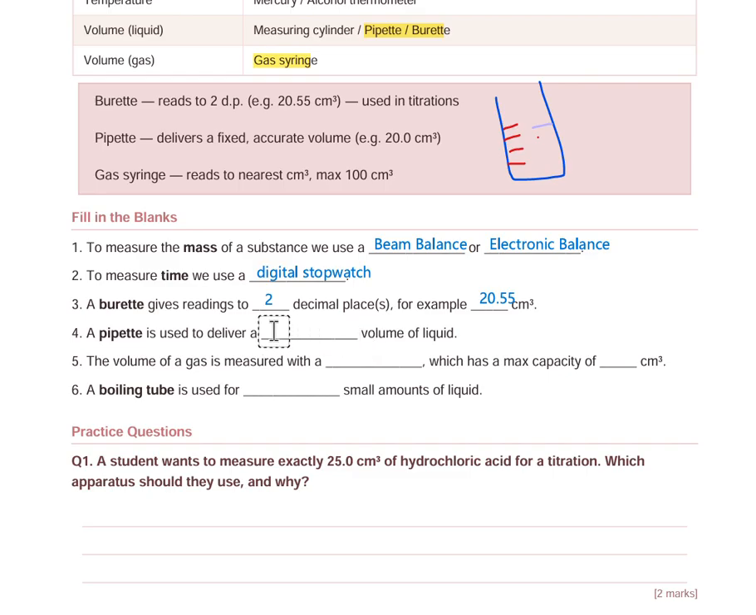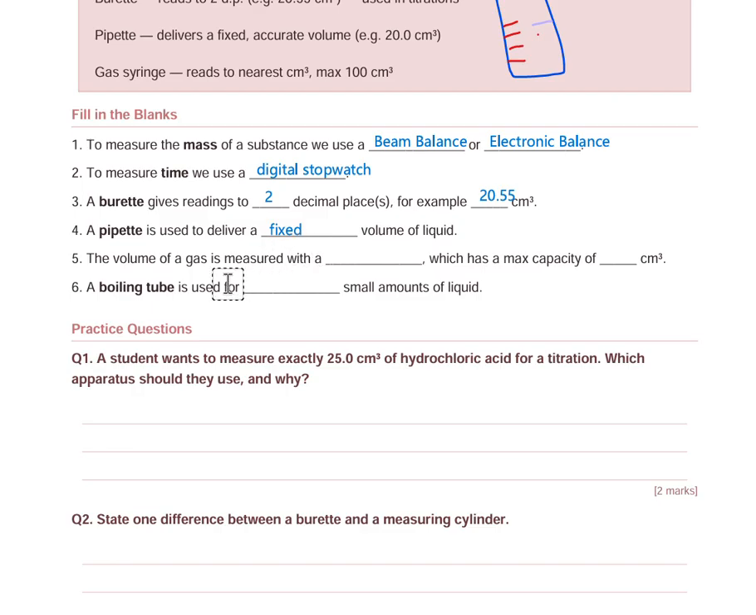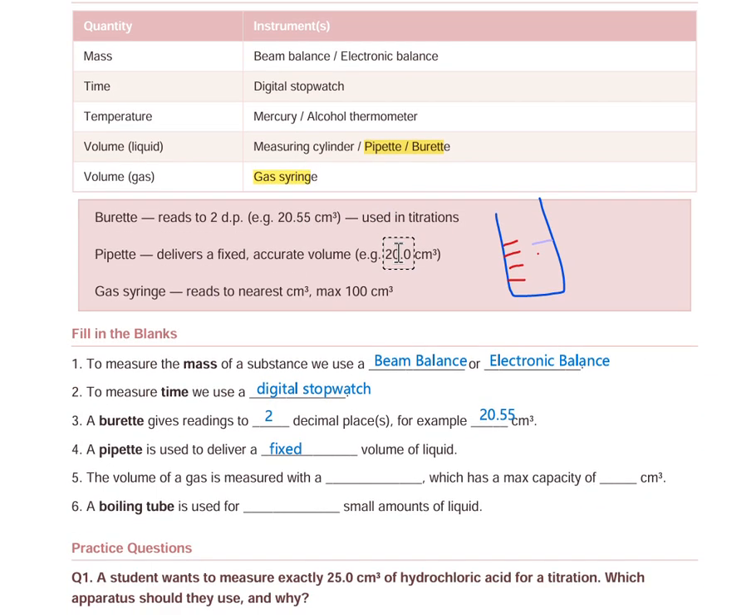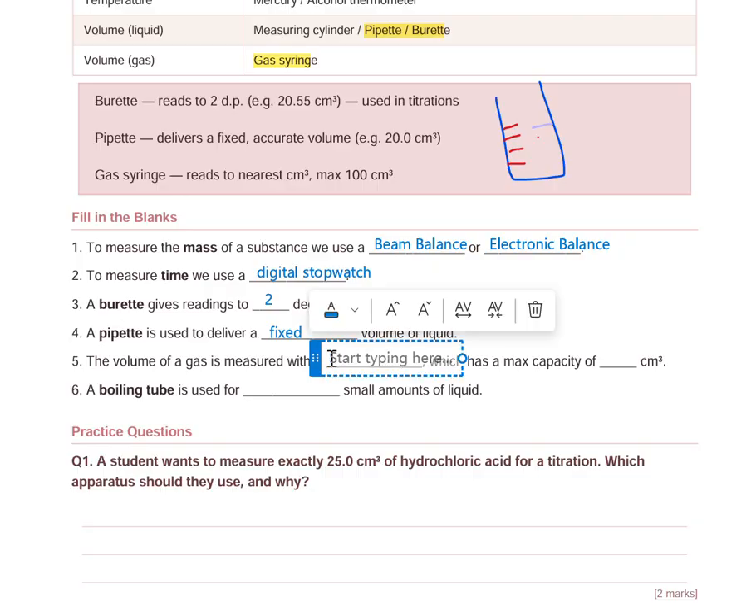Okay, so a pipette is used to deliver a fixed volume. The volume of gas is measured with a syringe with a max capacity of 100. So as stated here, the volume of gas is only measured by one apparatus, called the gas syringe. So I'll type here: gas syringe.